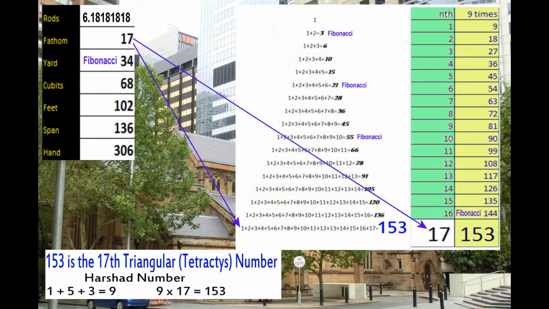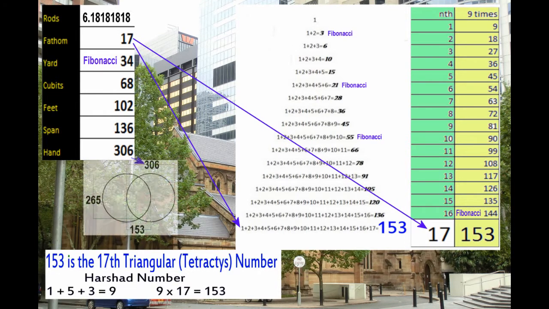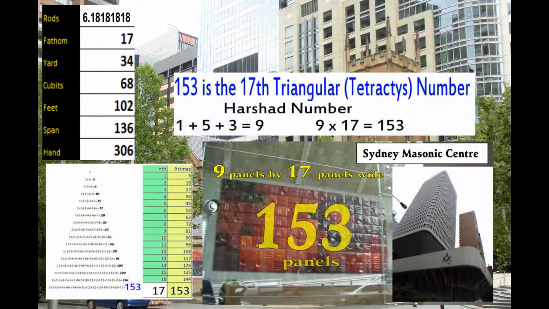Also, through the Tetractys and these multiples of 9, we have more examples of the Fibonacci numbers as used. For instance, 144 is the 16th multiple of 9, but in the Tetractys we have multiple references to the Fibonacci numbers, which again lead to the golden number, as we saw earlier. Also at 306 hands. So this building is resonating with this hidden knowledge.